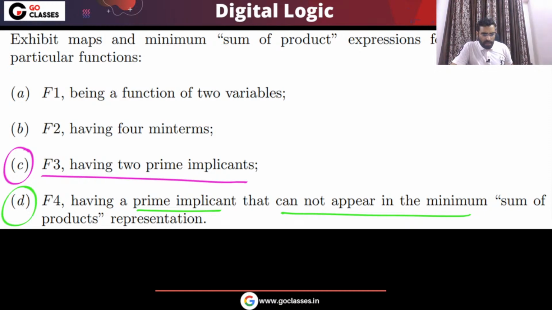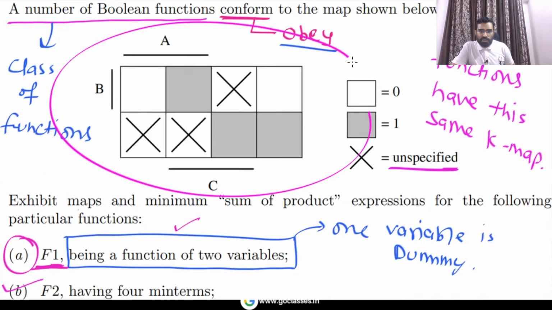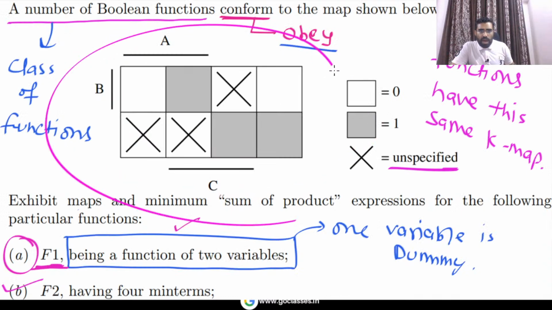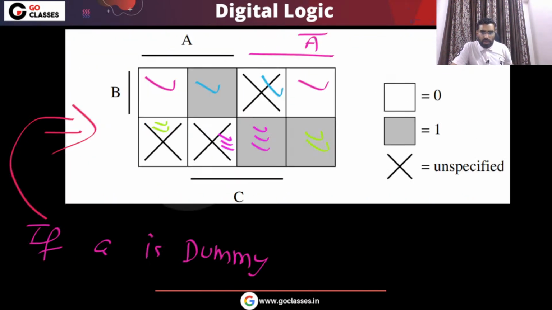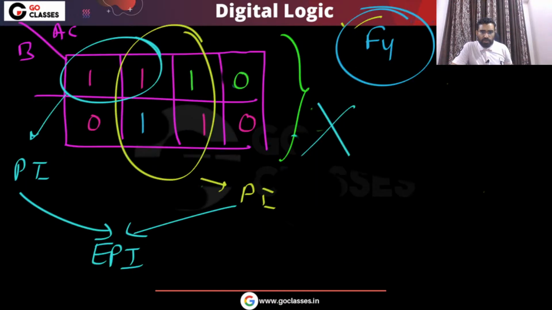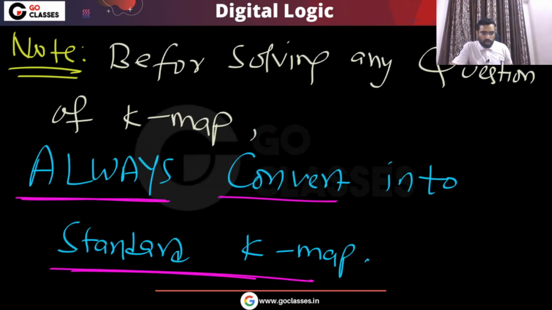What you do after this session is over: first you convert this into standard K-map. After converting this into standard K-map, then you solve all these four questions, each of them. In this video the answer is already available, so you don't have to worry about it. First you convert into standard K-map, then you solve all these four questions from F1 to F4.